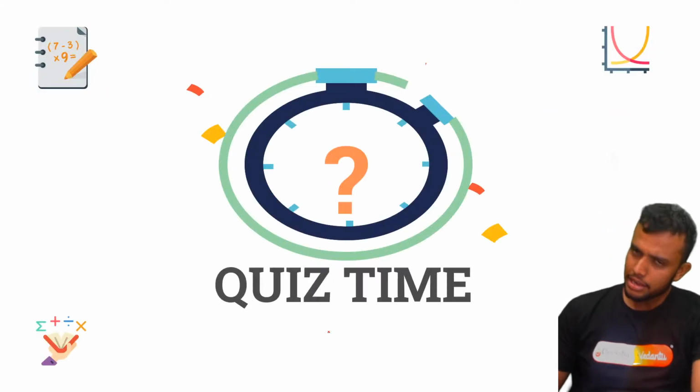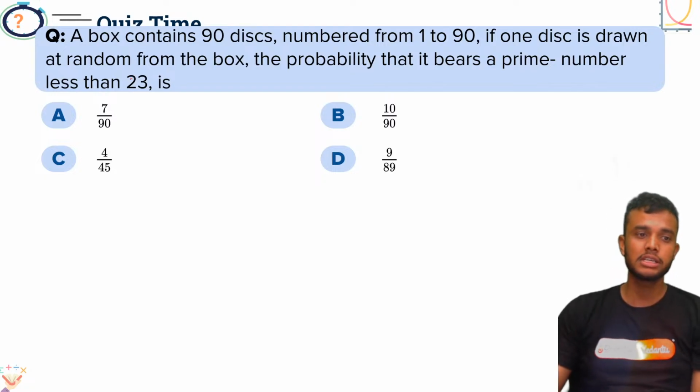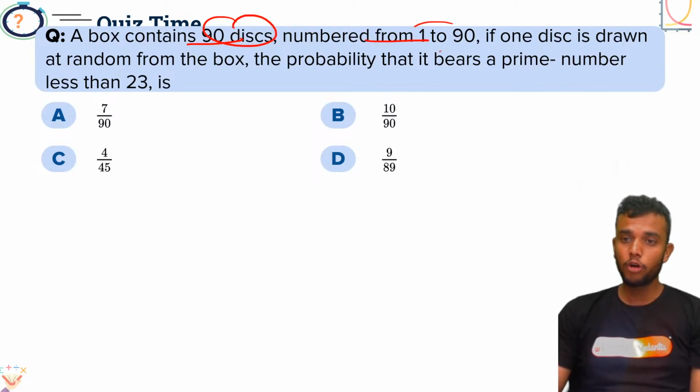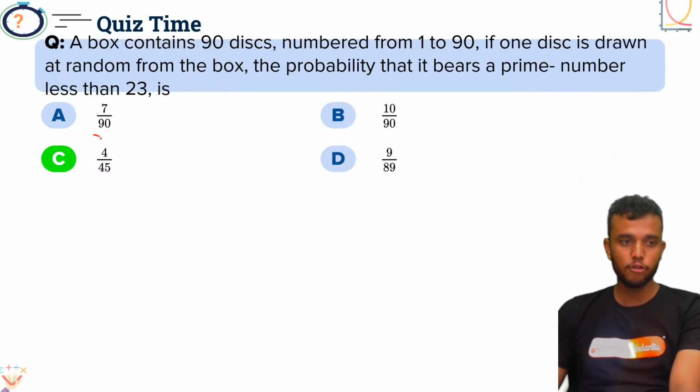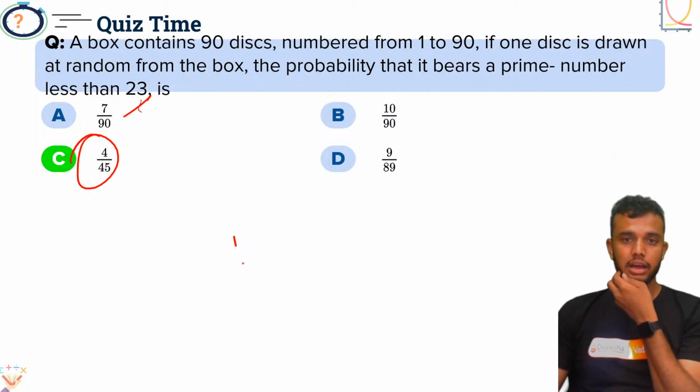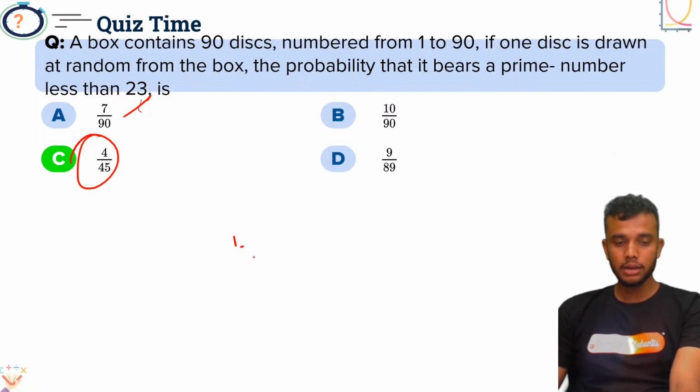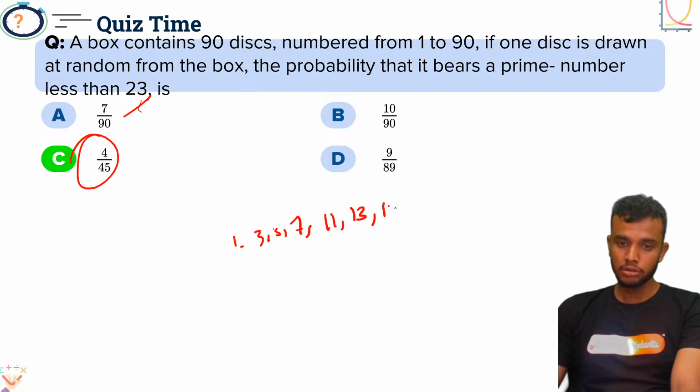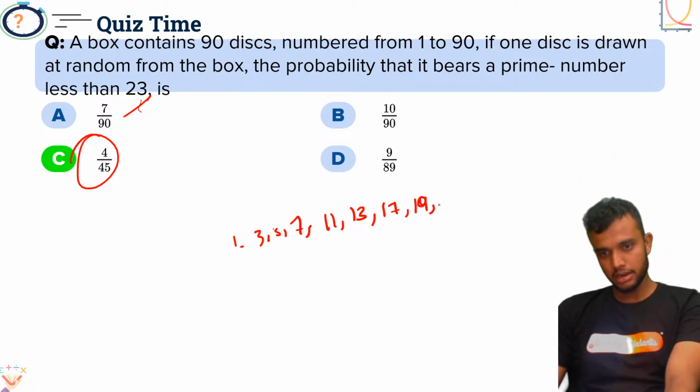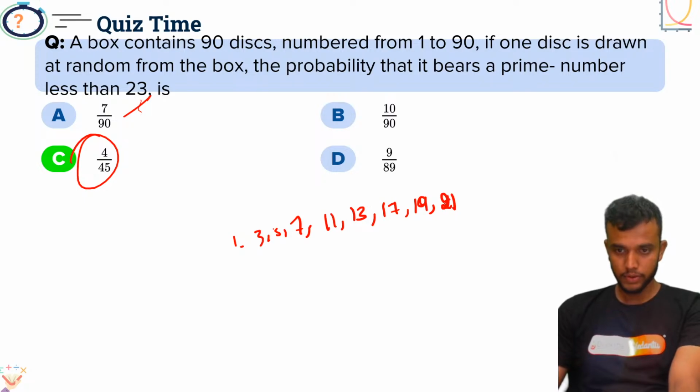Super. Very easy. Now it's quiz time, everyone. First quiz question: a box contains 90 discs numbered from 1 to 90. If one disc is drawn at random from the box, the probability that it is a prime number less than 23 is? What is the correct answer? Very easy, 4 by 45. Totally how many prime numbers are there less than 23? 1, 3, 5, 7, 9 is not prime, 11, 13, 15 is not, 17, 19, 20 is not, 21 is also not. There are 9 in total.